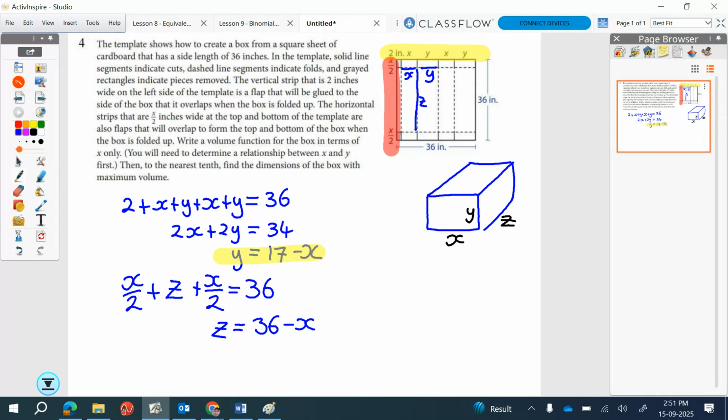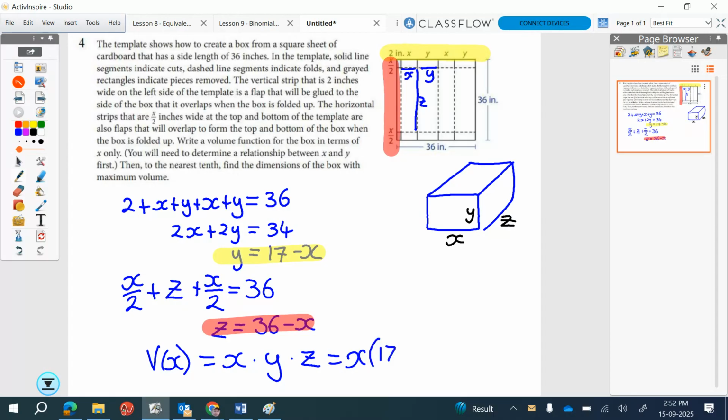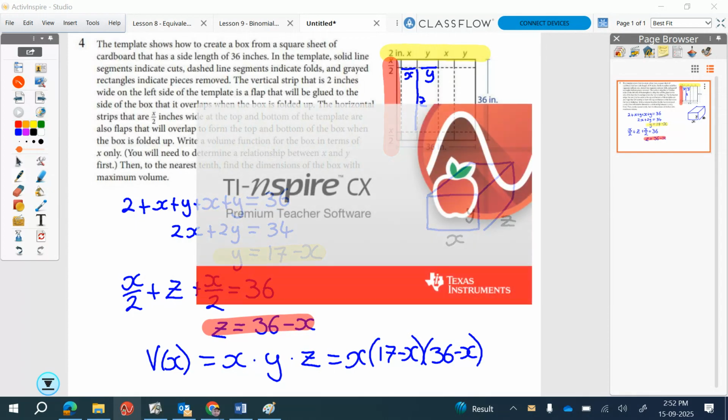So lastly, the volume as a function of x is going to equal x times y times z, which is equal to x times (17 minus x) times (36 minus x). Now we've got our formula. We can find the dimensions by graphing it on the graphing calculator and finding the x value that creates the maximum.